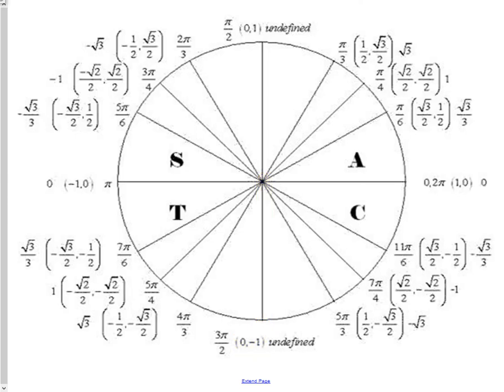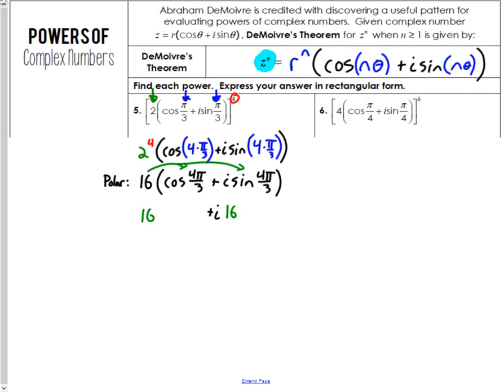So jumping back here to our unit circle for 4 pi over 3. That is located conveniently way down here. So we want the negative 1/2 and the negative root 3 over 2. Whoop, everything got tiny again. So 16 times negative 1/2, and then we also have a 16 times negative root 3 over 2. Let's go ahead and zoom back in.